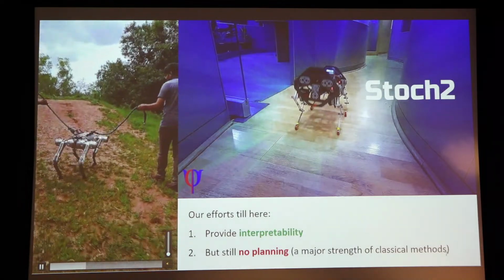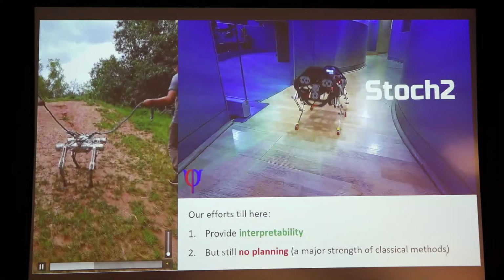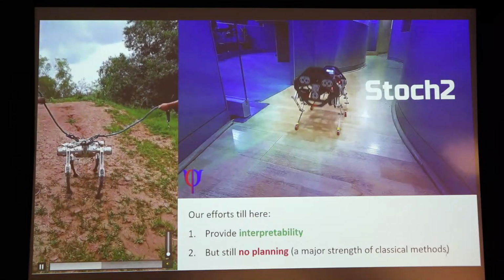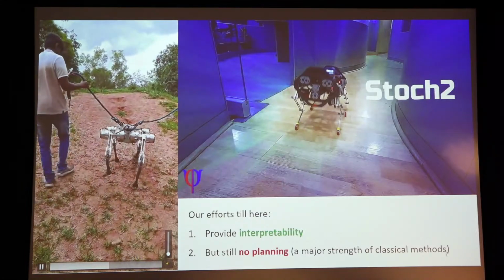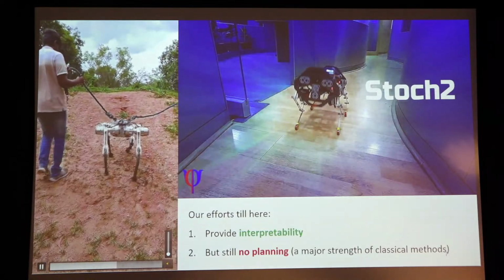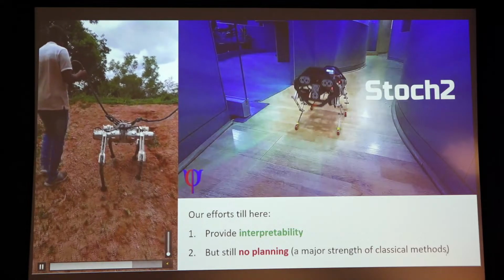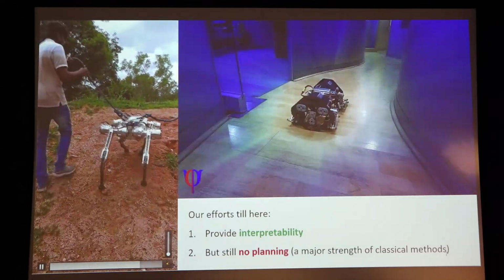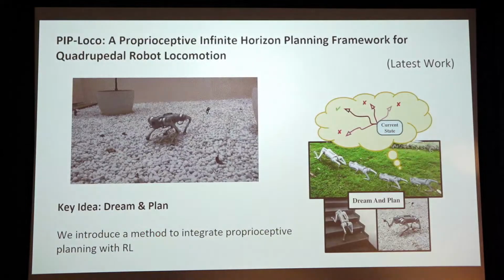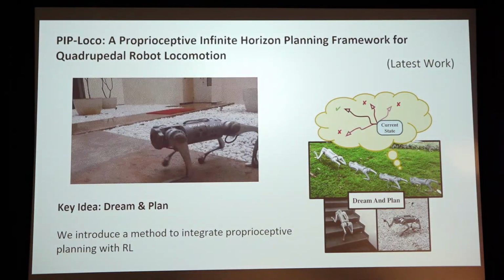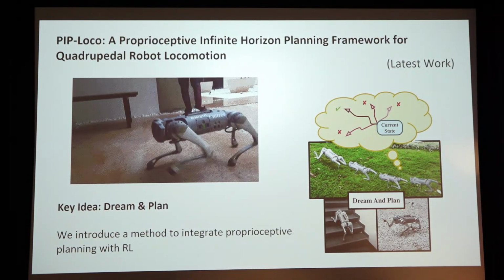Our efforts here have been trying to provide interpretability, but it still lacks in planning, which is a major strength of some of these classical approaches. So now coming to our latest work, PIP-LOCO, a proprioceptive infinite horizon planning framework for quadrupedal robot locomotion.